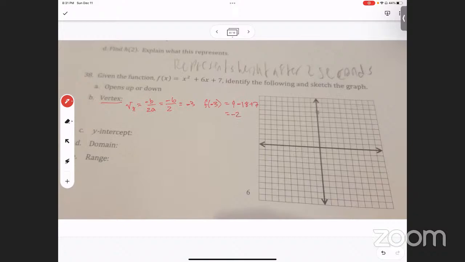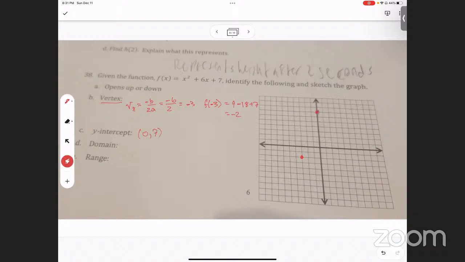Got it? Yeah. Okay, so your y-intercept is (0, 7), obviously. It's positive, so it opens up.